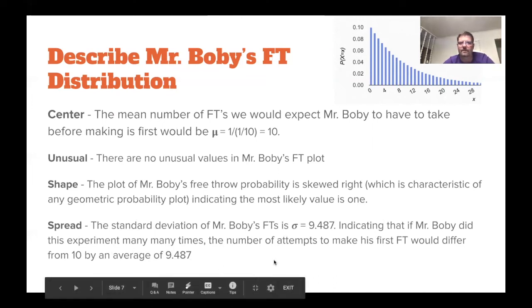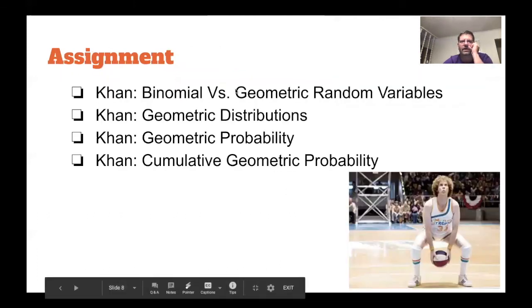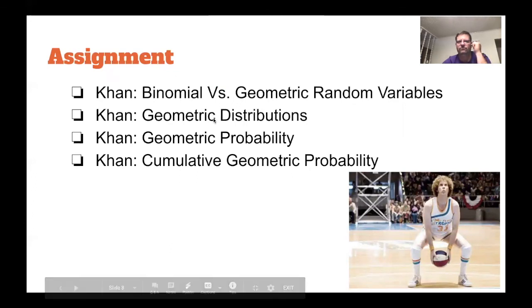Hopefully you're just going to have those formulas again provided for you. So your last assignment is to do some Khan Academies about geometric and binomial.